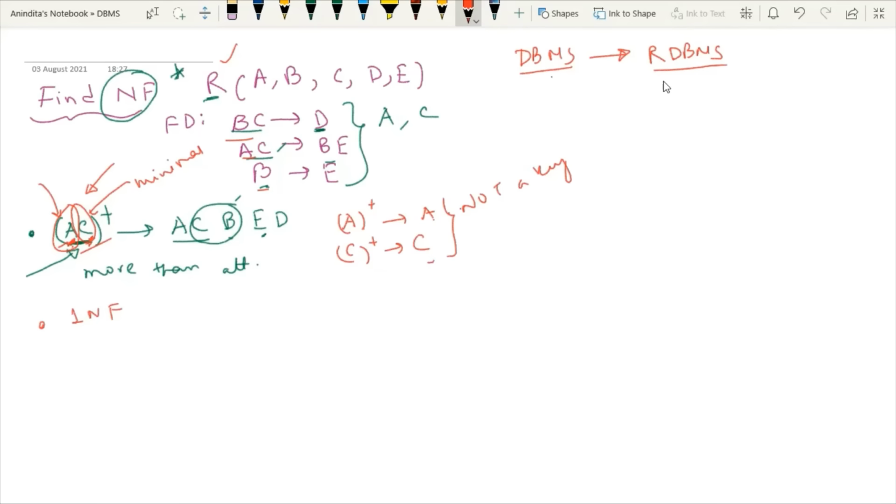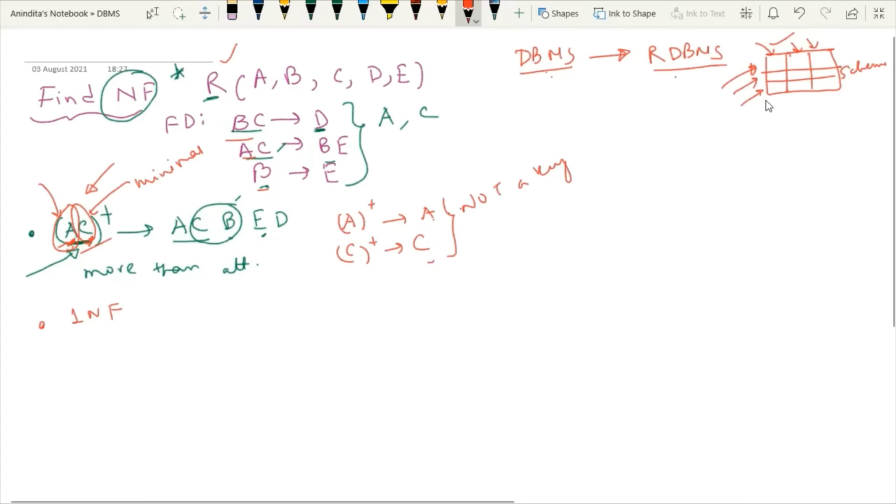So what is the difference between DBMS and RDBMS? RDBMS means whichever information or data we are keeping, the collection of data is kept inside the schema, means we are using a table format where we have columns as attributes and tuples as rows. So whenever we are storing our data in terms of a table or schema, this kind of repository is known as a relational database management system.